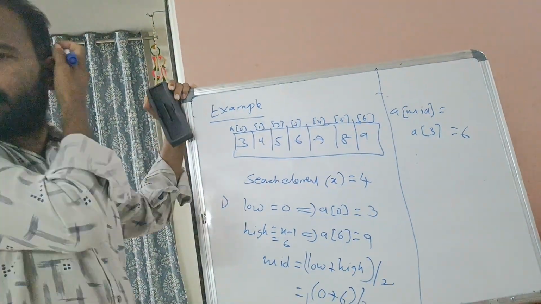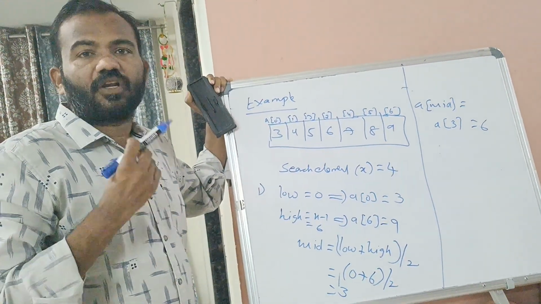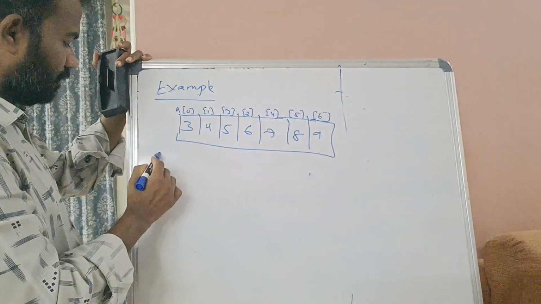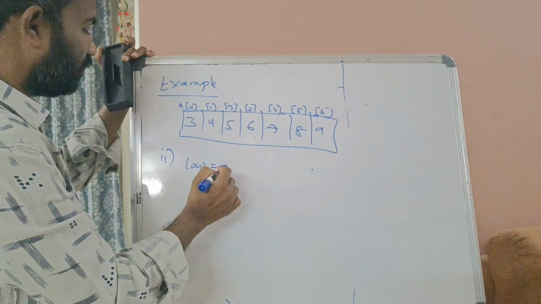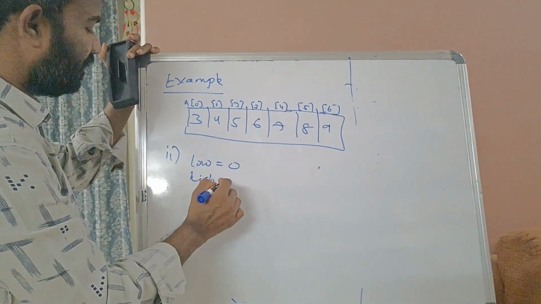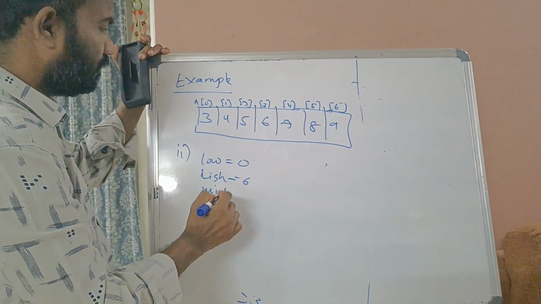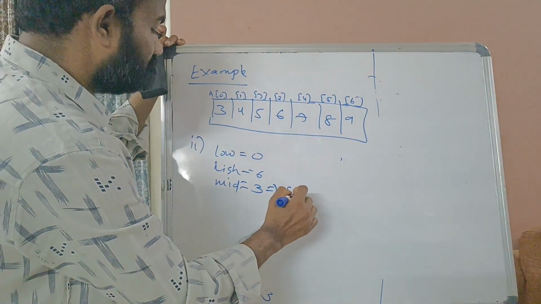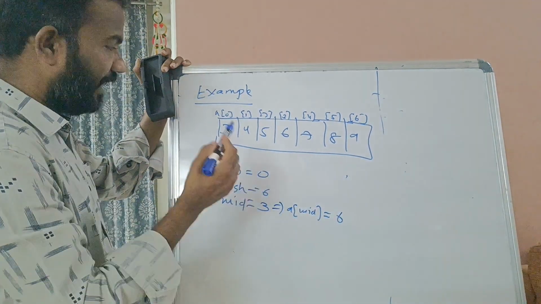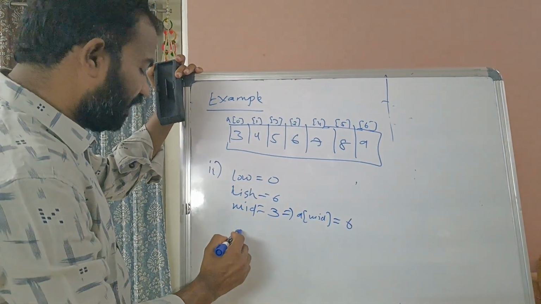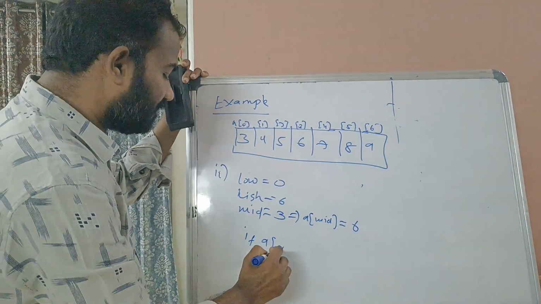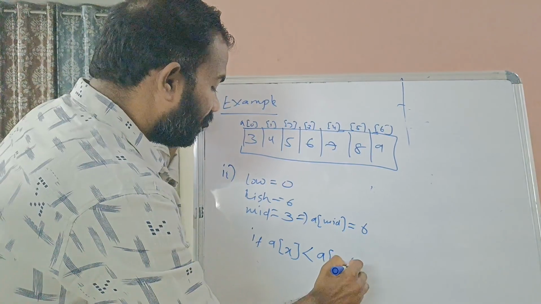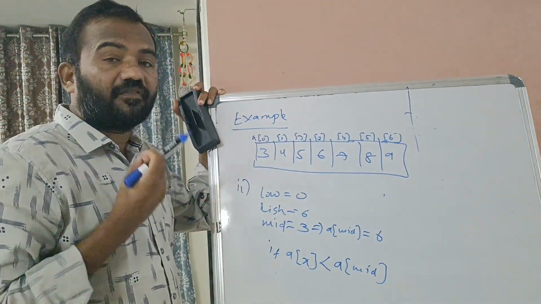So we know what low, high and mid are. Now we need to do the comparison. Low is equal to 0, high is equal to 6, mid is equal to 3 and a of mid is equal to 6. Now what is x? x is equal to 4. So if x is less than a of mid, then what we have to do?